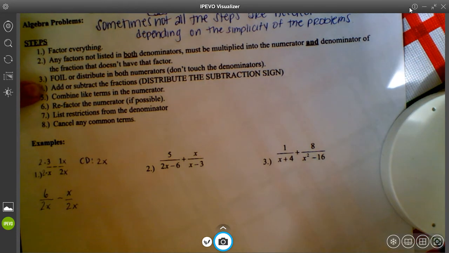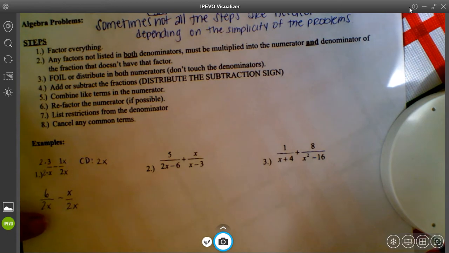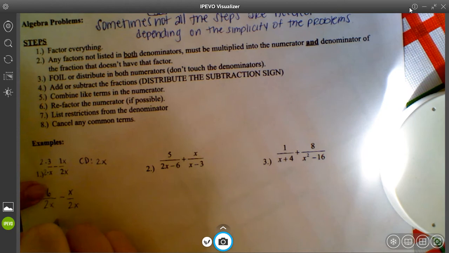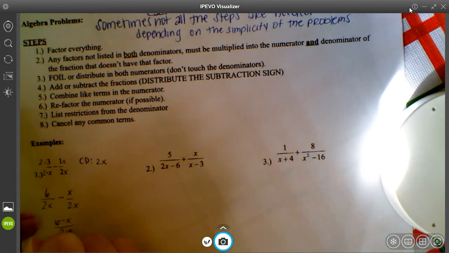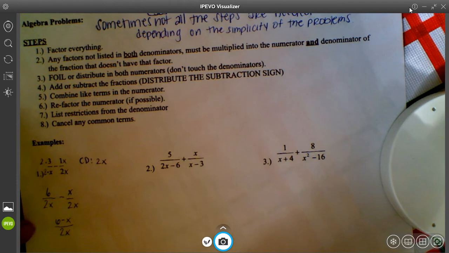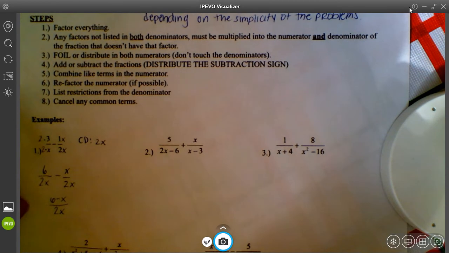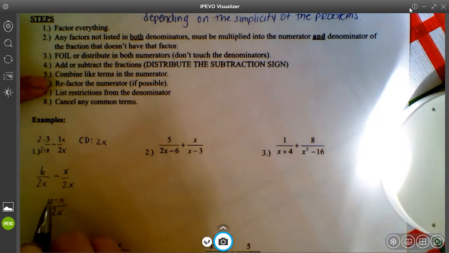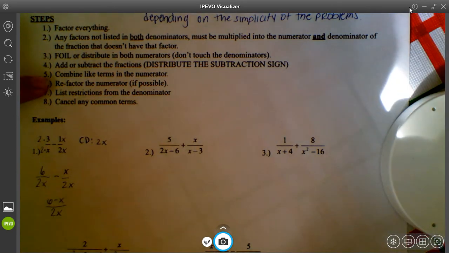Add or subtract the fractions. So now I have a fraction and a fraction. So it says distribute the subtraction signs. All that's saying is on the top, I'm doing 6 minus x. And remember, I'm just working in the numerators because the bottom is 2x. Combine like terms in the numerator, step 5. Well, 6 and x can't be combined because it's a 6 and it's an x.